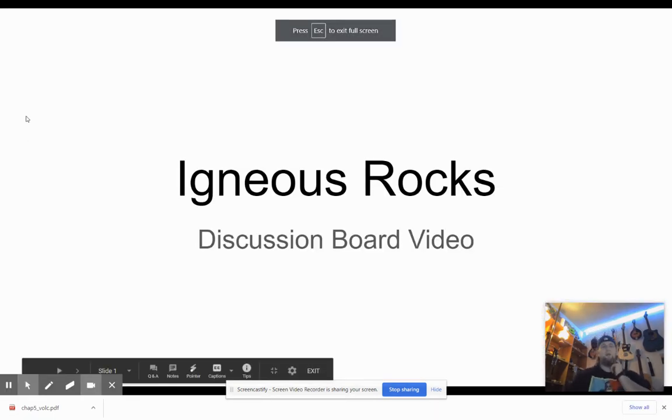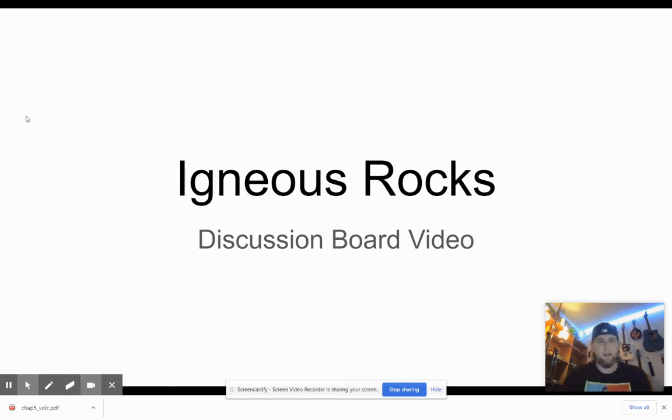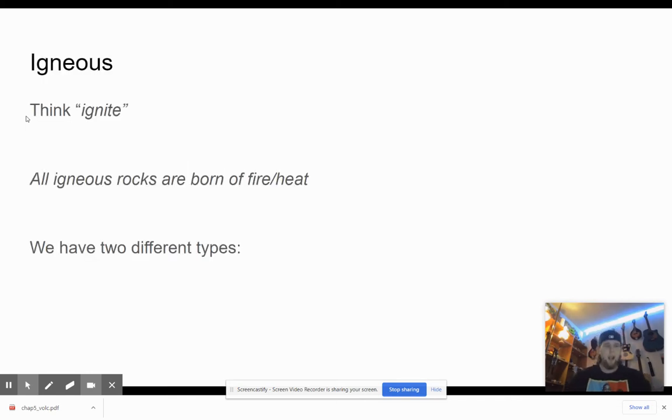Last week we introduced minerals and started talking about the rock cycle. Before we wrap up the rock cycle and dive back into it next week, we want to focus on the individual rock classes. We're going to start with igneous rocks. With igneous, think ignite, think fire. These are all rocks that are born out of fire or heat. Magma, lava, those are igneous rocks.